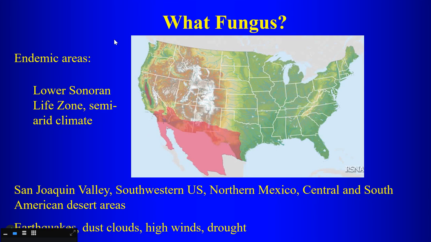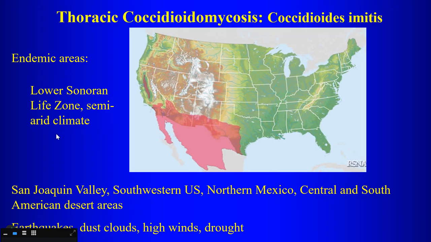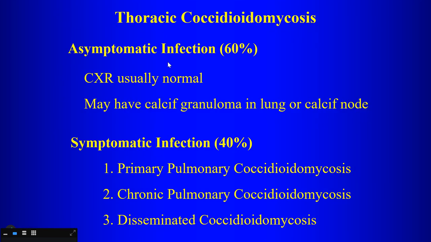What fungus? All right, so we're talking about the desert climates there, right? So here we're talking about, I can't even spell it, let alone pronounce it, coccidioidomycosis. It tends to occur in desert climates associated with earthquakes. That tends to raise a lot of dust and have it transmitted throughout the atmosphere, and then you can get kind of this epidemic form of infection with that.